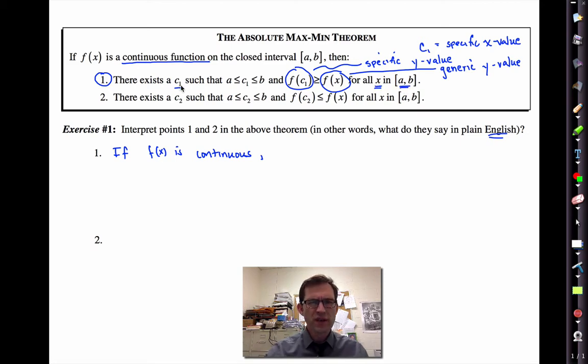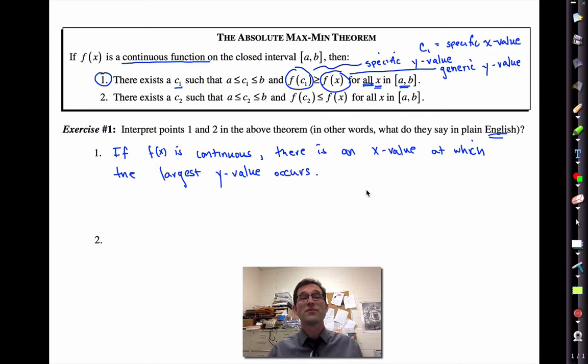Okay, wait a second. So there's a specific x value that lies between a and b, but it could be a, could be b, where the y value at that x value is greater than or equal to all other y values on the interval. So if f of x is continuous, there is an x value at which the largest y value occurs. You could also say that this theorem tells us that there will be a largest y value. But technically speaking, what it guarantees us is that there's an x value at which the largest y value occurs.